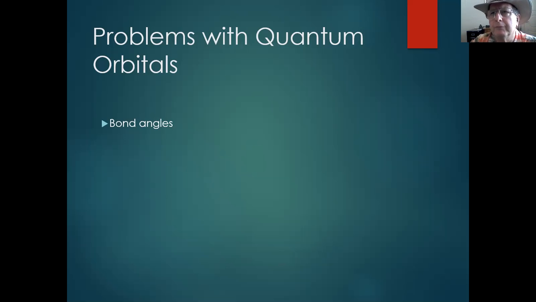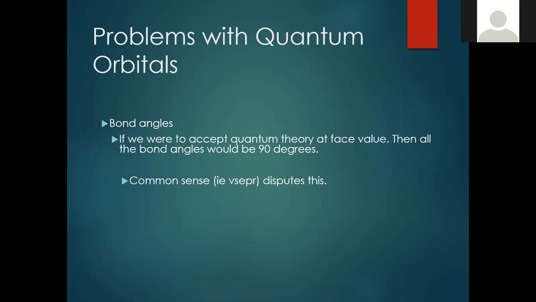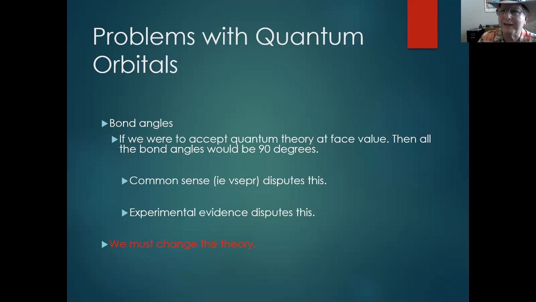How far apart angle-wise are the X and Y axes? What's the angle between the X and the Y axis? 90 degrees. So if quantum mechanics held true 100%, then since quantum mechanics says that all these are on 90 degree angles, wouldn't the bond angles also have to be 90 degrees? Common sense dictates this isn't true. And if it wasn't common sense, practical experiments show that the bond angles are not 90 degrees. So we got to change the theory.